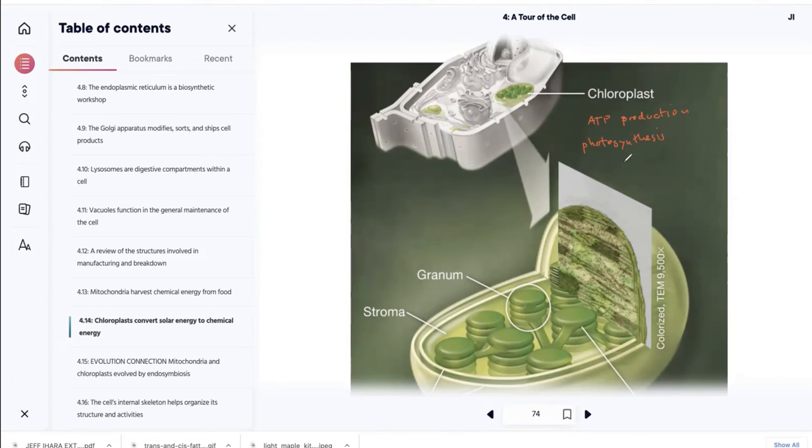But in addition to ATP production, we also have photosynthesis, which is the production of sugars from CO2 and water. In other words, we're using light energy to convert CO2 and water into sugar.